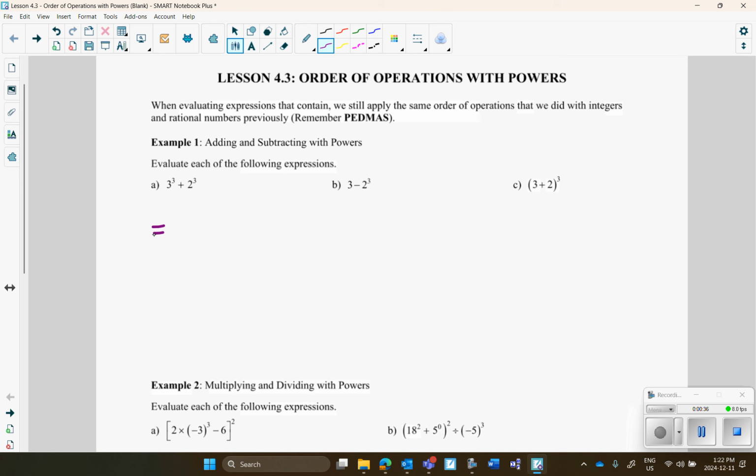Emily? Yes. What is 3 to the third? 27 plus 2 to the third. And then we add those two. That's it. Here, exponents first, so I don't touch the 3, I don't touch the minus, but 2 to the third, like we saw previously, is 8. And what is 3 subtract 8? Negative 5.